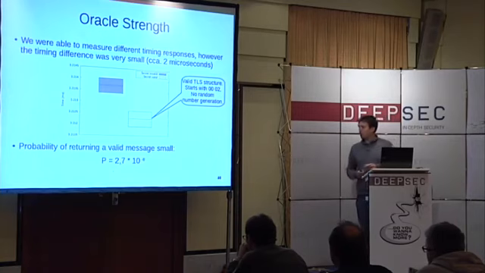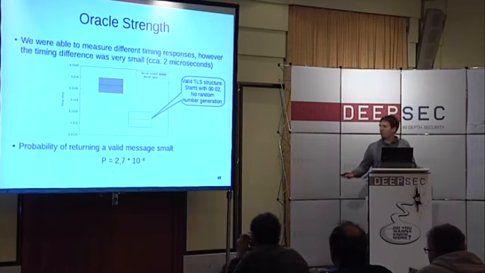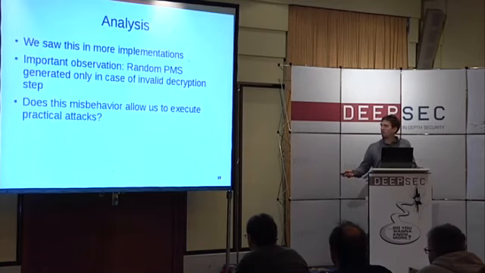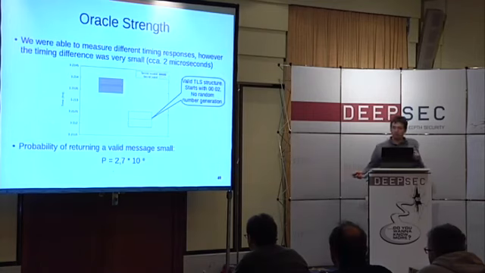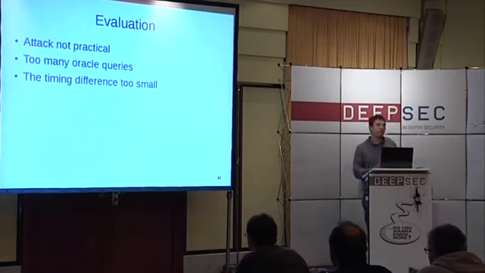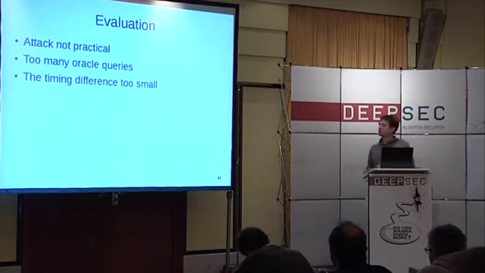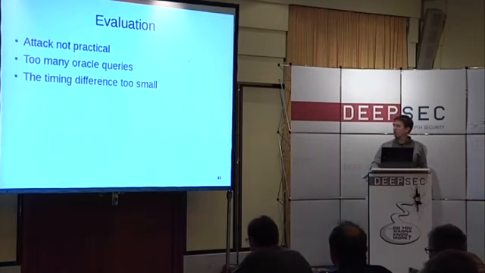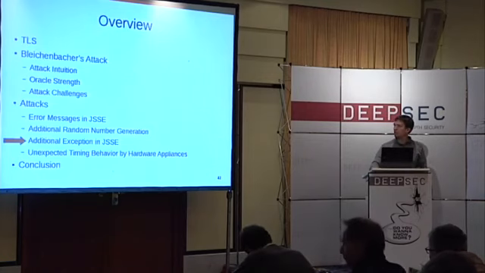There were actually 2 problems with this side channel. The probability that we get a good ciphertext is very, very low, and these 2 microseconds were also very low, so we were not able to execute practical attacks. We can distinguish valid from invalid ciphertext, but there was no possibility to apply the whole Bleichenbacher attack.